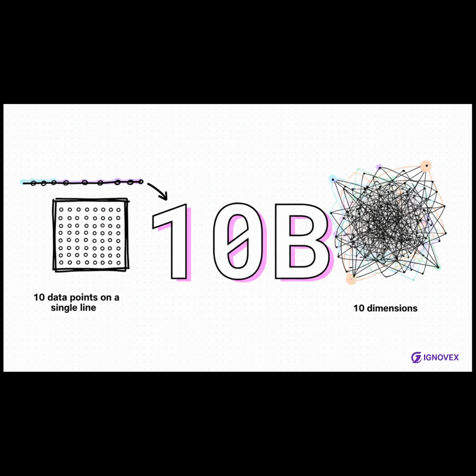To really feel the scale of this problem, check this out. Let's say 10 data points give you pretty good coverage on a single line, right? Well, to get that same density, that same level of coverage in just 10 dimensions, you wouldn't need 100 points or even 1,000. You would need 10 billion points.